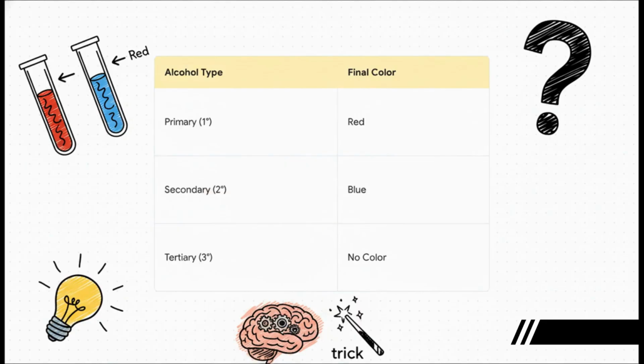Now for your exam, this one is less about the why and all about the what. It's a color-based test, and these results are straight-up identification points. Primary alcohols, they give a blood red color. Secondary, they give blue. And tertiary, they stay colorless. And don't you worry about memorizing this right now, because I have a foolproof trick coming up that's going to lock these colors in your brain for good.